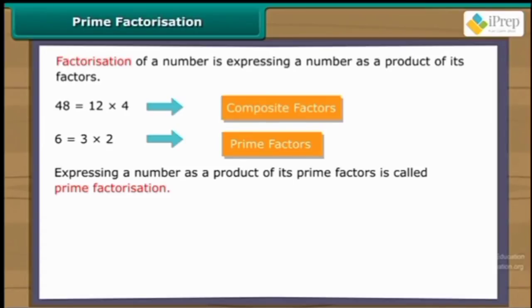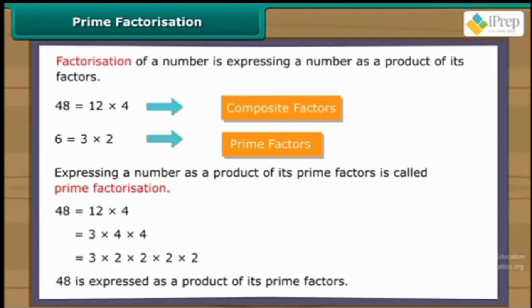Let us perform prime factorization on some numbers. 48 is equal to 12 into 4. 12 is 3 into 4. So 48 can be factorized as 3 into 4 into 4. 4 is 2 into 2. So 48 can be further factorized as 3 into 2 into 2 into 2 into 2. 48 is now expressed as a product of its prime factors.